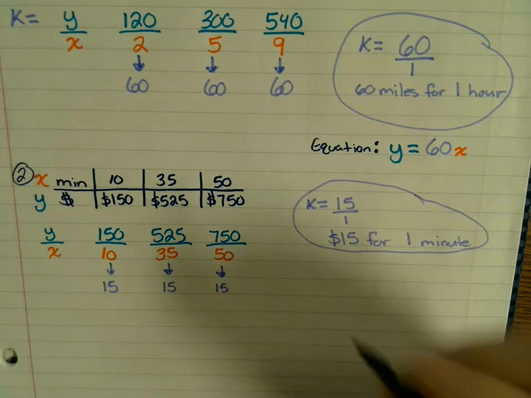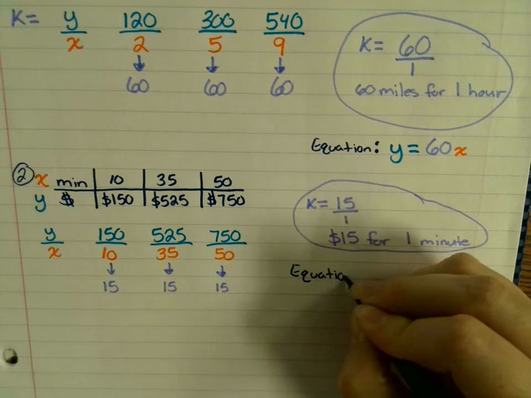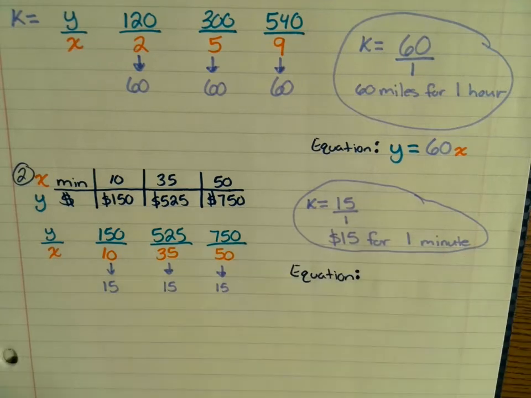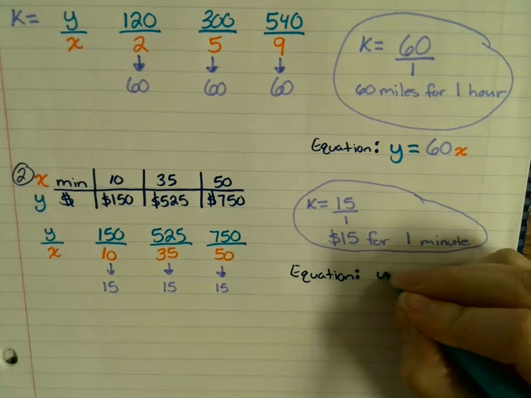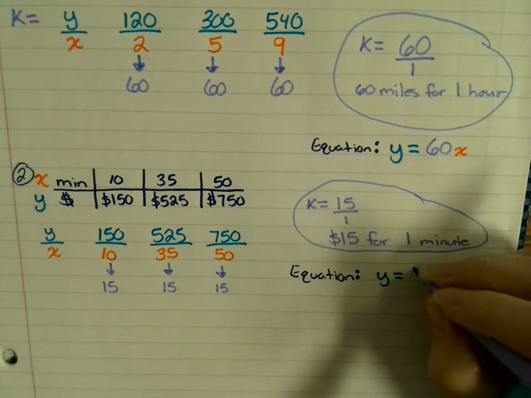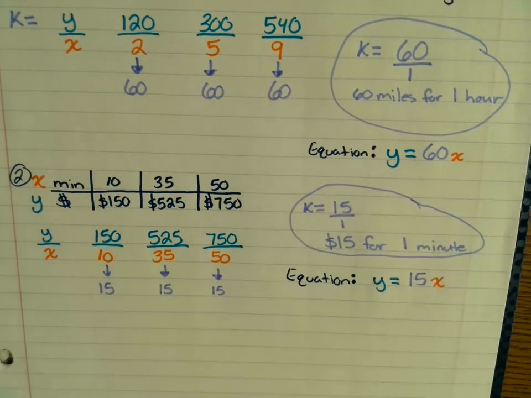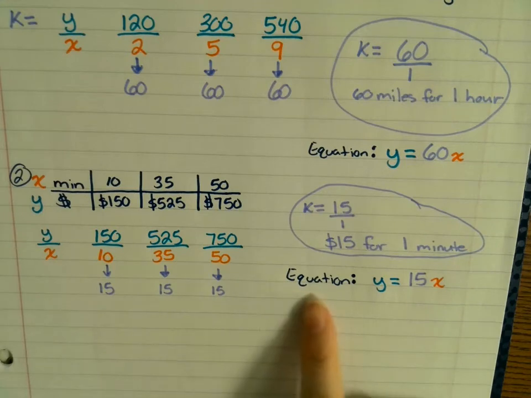Who wants to tell me what the equation would be? If I write it as an equation, what am I going to write out? Go ahead, Gabriella. Y equals what? 15x. Okay, y equals 15x. That's what the equation would be.